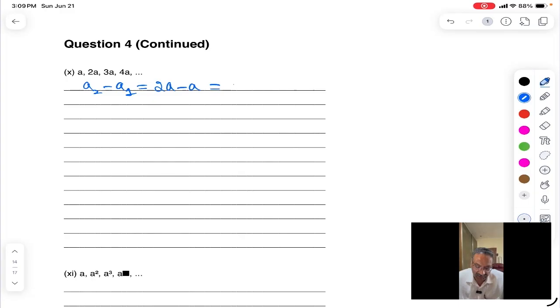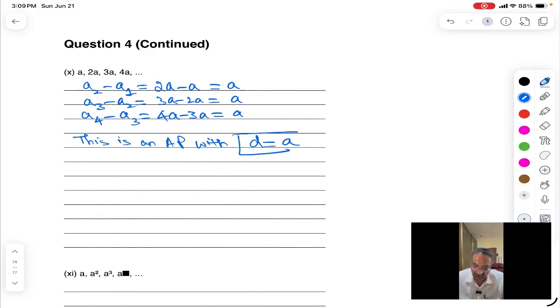A2 minus A1 is equal to 2A minus A is equal to A. A3 minus A2 is equal to 3A minus 2A is equal to A. A4 minus A3 is equal to 4A minus 3A is equal to A. So this is an arithmetic progression with common difference D is equal to A.